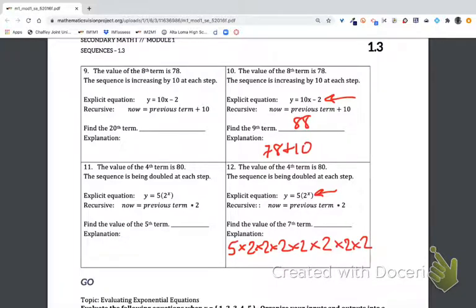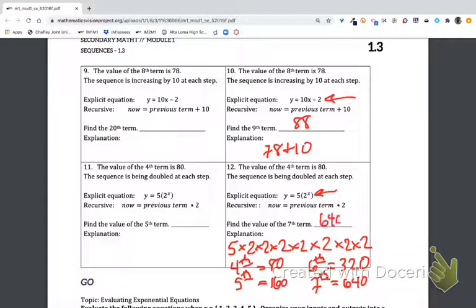Or I can take the recursive, which is the previous term times 2. So the fourth is 80. The fifth is 80 times 2, so 160. The sixth is 160 times 2, so 320. And the seventh is the sixth times 2, which is 640.